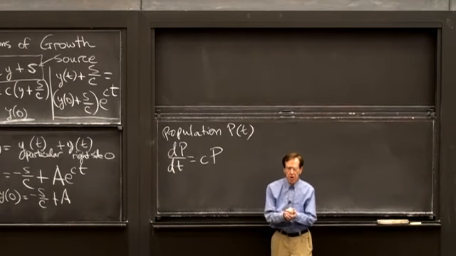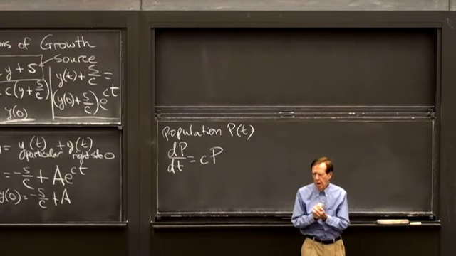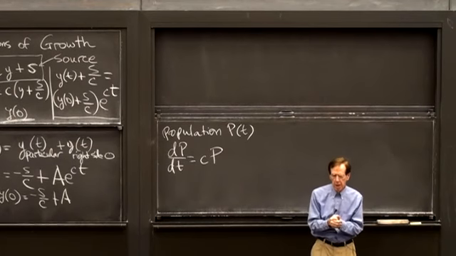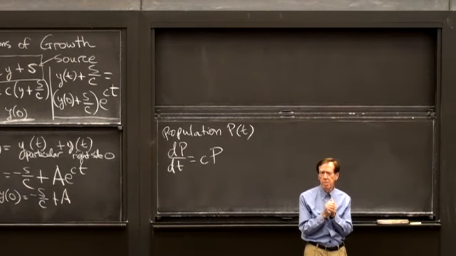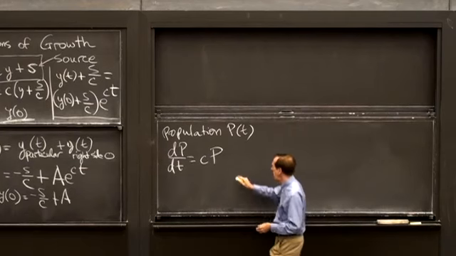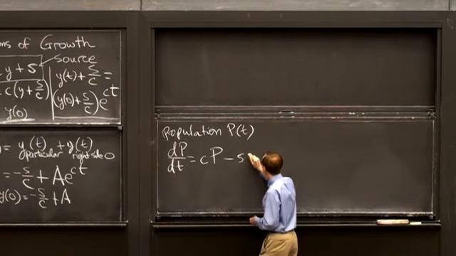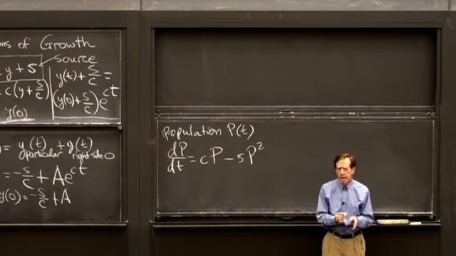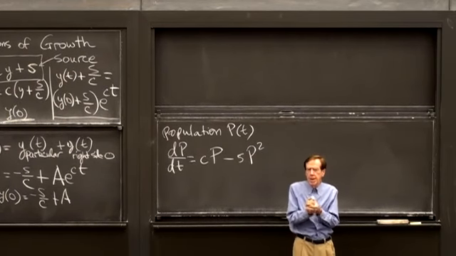There's going to be another term because it's not realistic for the population just to keep growing. As the Earth fills up, there's some maybe competition term, some slowdown term, so it's going to have a minus sign, and maybe an S for a slowdown factor, and I'm going to take P squared. That reflects sort of population interacting with population.